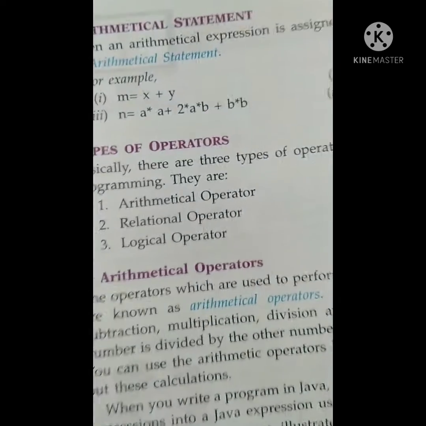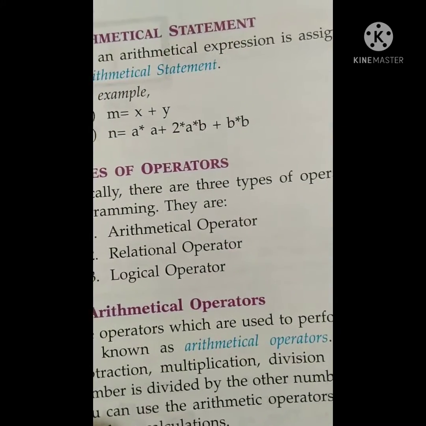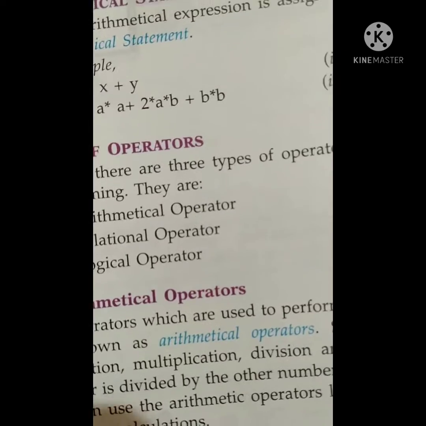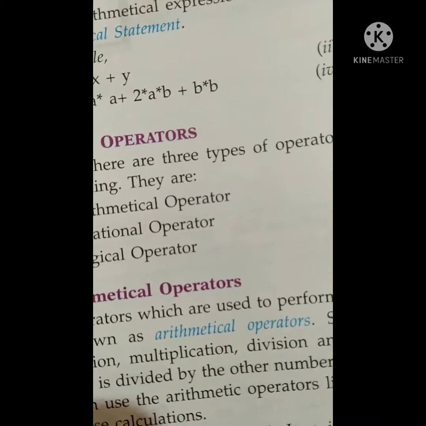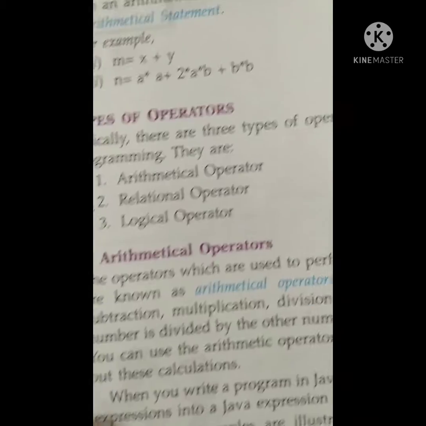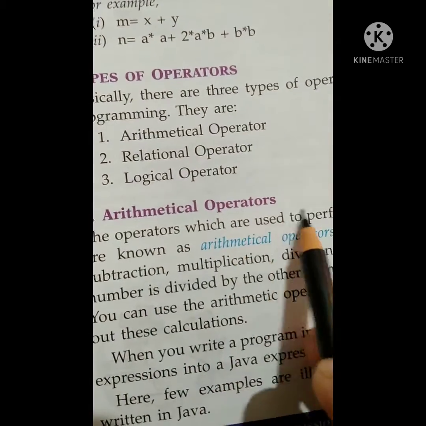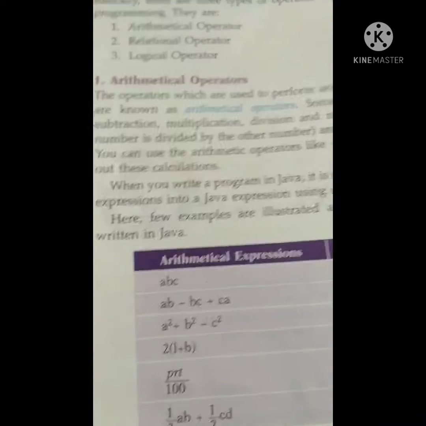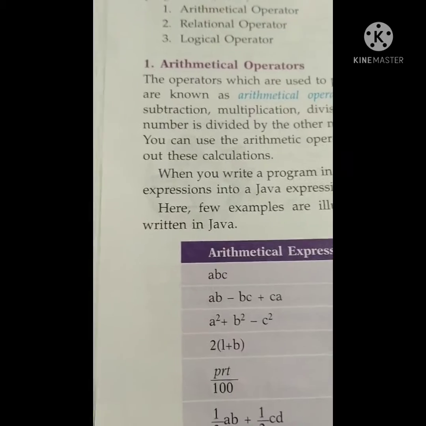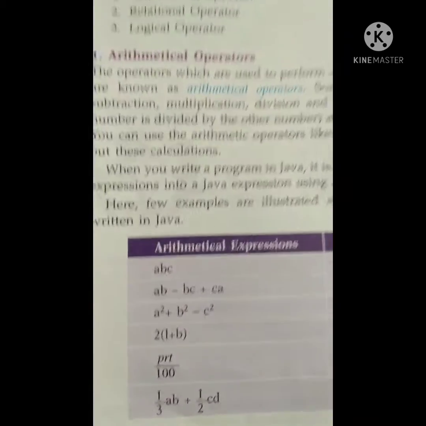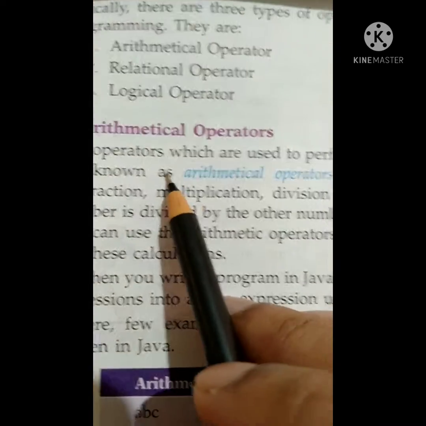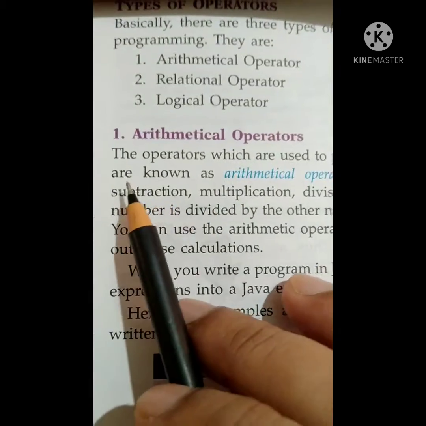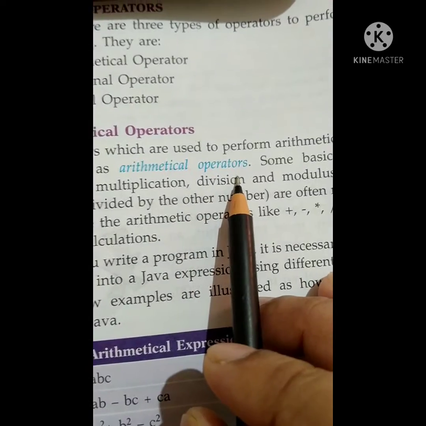So, types of operators: we have three types of operators, relational operators, arithmetical operators and logical operators, okay. These operators are largely used in Java programming to solve human life problems, okay. For example, arithmetical operators: first of all we have plus, minus, into, division, modulus sign. These are the arithmetical operators here. The operators which are used to perform arithmetical calculation in a program are known as arithmetical operators, okay.